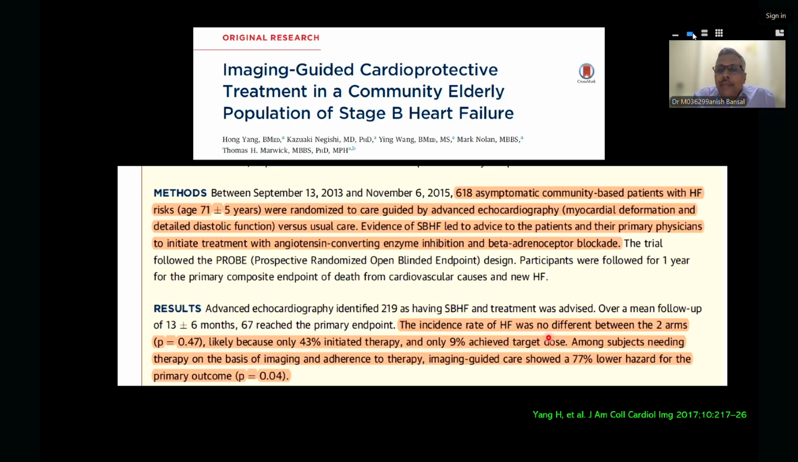But otherwise, among patients who received proper therapy, there was a 77% lower hazard for the primary outcome when the treatment was initiated according to the strain finding.